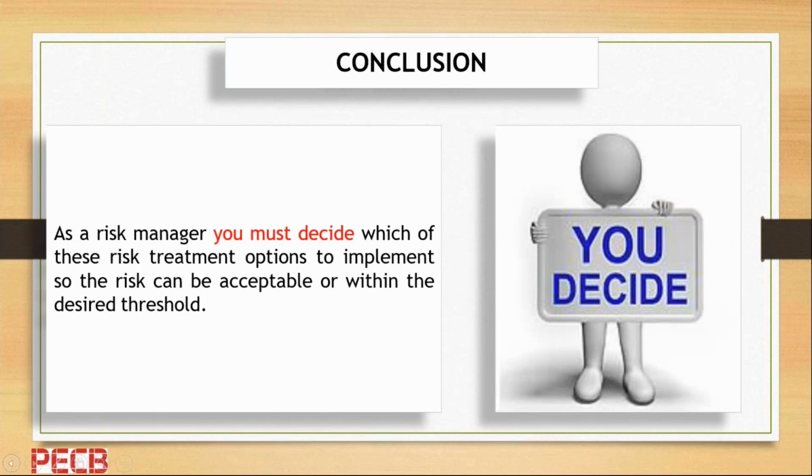In conclusion, as a risk manager, you must decide which of these risk treatment options to implement, so the risk can be acceptable or within the desired threshold. What we are saying is simple. You need to make a risk decision. Every risk you've identified needs to be treated. At times, it's a combination of these treatments: transfer, altering the impact, risk sharing and avoiding the risk. It can be any combination of these.